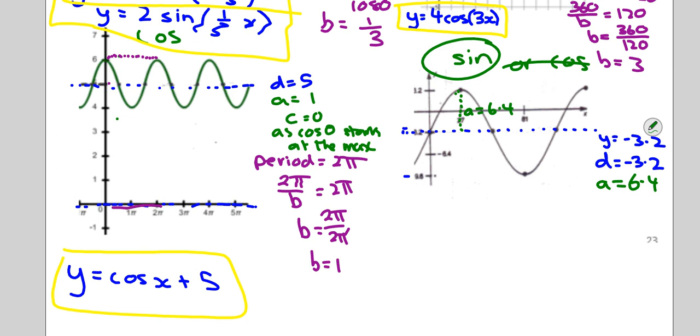Cool, so what about the C? What's our C going to be? Has it shifted left or right? How much has it shifted? No, it hasn't shifted at all. If we're doing sine, it's going to start at 0. The horizontal shift, oh, no, it hasn't shifted. Yeah, that's a good point.